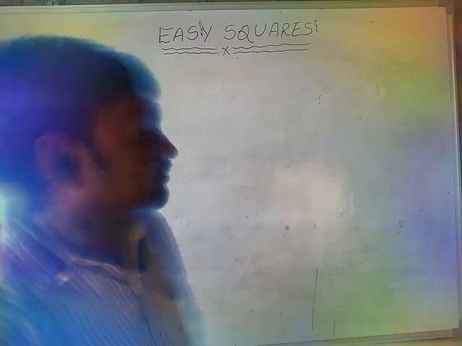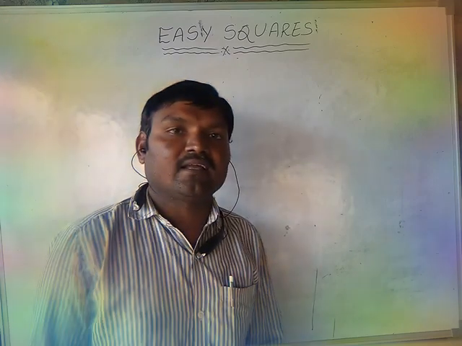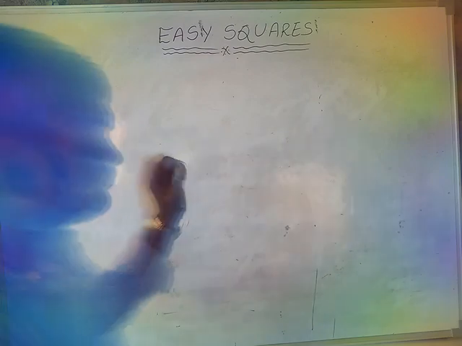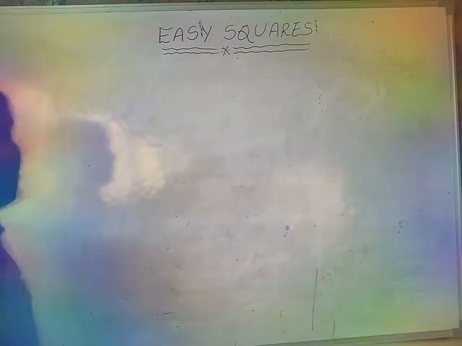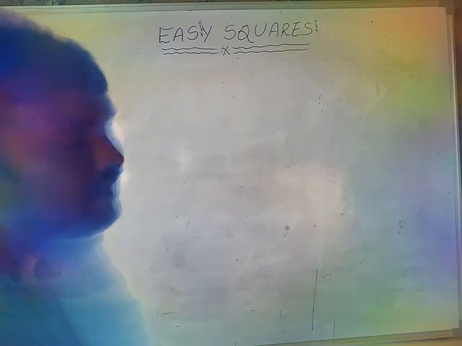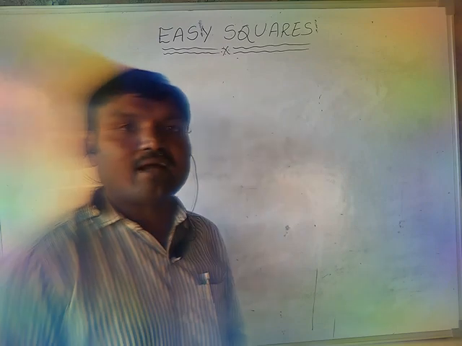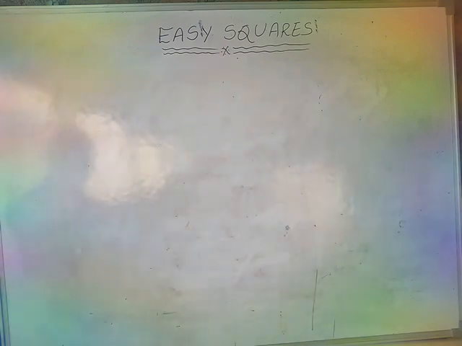So today our concept is easy squares. In each and every competitive examination they give some problems, but we end up applying a long calculation procedure, so we take a lot of time. But in this procedure we can apply a simple technique from Vedic mathematics. So what is the easy square like this?